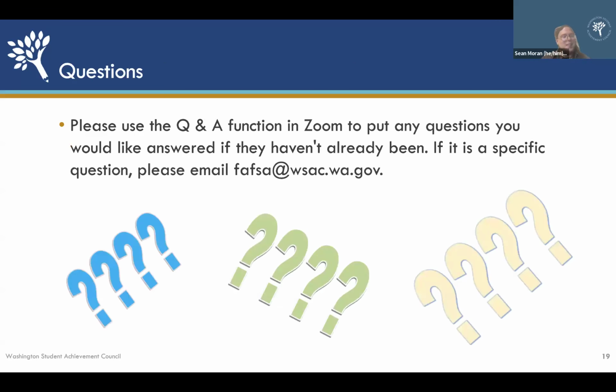Okay, so this says use the Q&A function. We are using the chat function instead. And I would just ask my colleague, Kathy, if she wouldn't mind reading some of the questions. And we'll spend about 10 or so minutes, and then we'll probably do more questions at the end if we don't get to all of them right now.